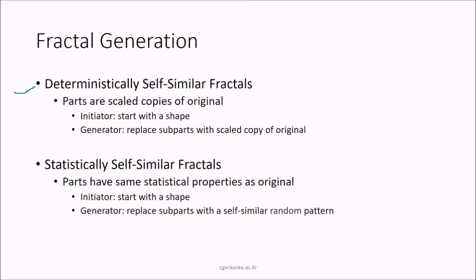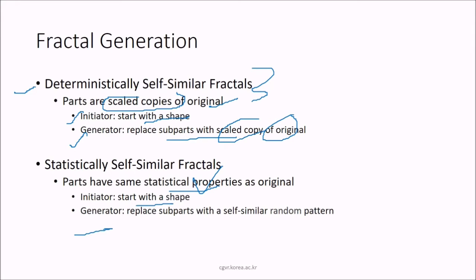In deterministically self-similar fractals, the parts are scaled copies of the original only. There is an initiator, there is a generator. In this case the initiator is where we start with a shape, and the generator is where we replace subparts with a scaled copy of the original itself. While in statistically self-similar fractals, the parts have the same statistical properties as the original. Here the initiator is again where we start with the shape, and the generator is where we replace the subpart with a self-similar random pattern, a scaled copy of the original.